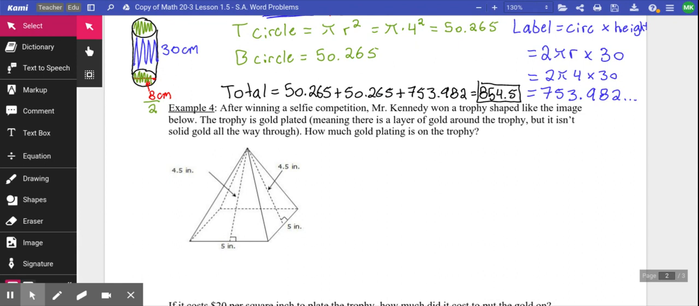You're welcome. So, example 4. After winning a selfie competition, Mr. Kenny won a trophy shaped like the image below. The trophy is gold plated. When you buy things, especially jewelry, a lot of the things you see are going to be plated. They're not actually gold, not actually silver. It's always like a plating that's around some other metal. They're taking another metal and then they're just sticking a gold surface on it, so it looks gold. It's plated. It makes it a lot cheaper.